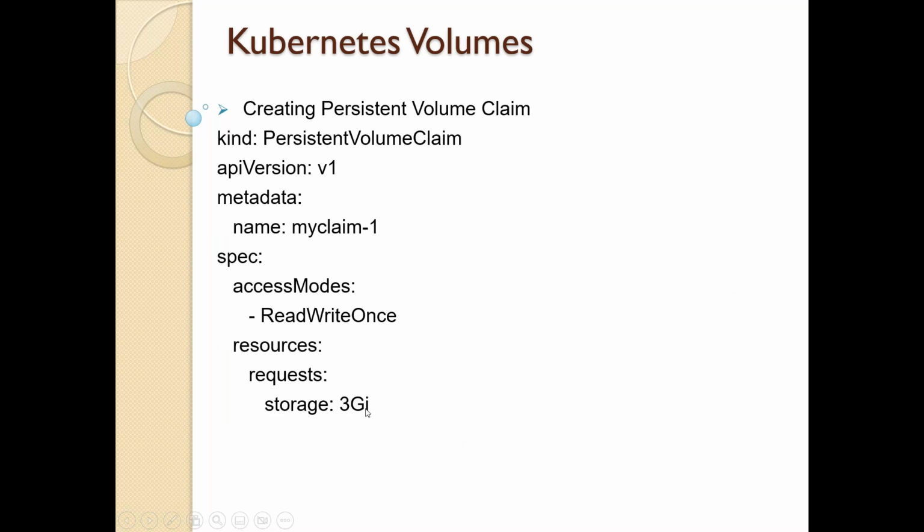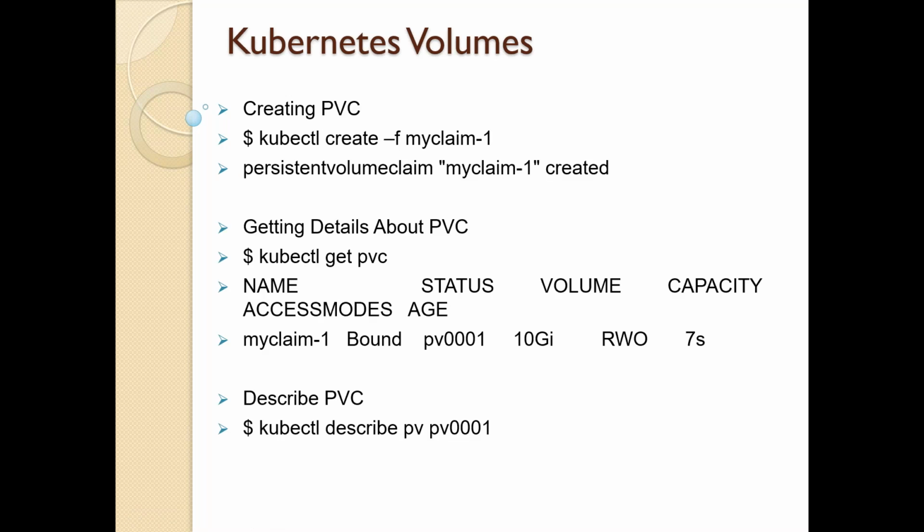How much do you need? From 10 GB, I need 3 GB for this particular part. You can say that, so it will do the claim, keep 3 here, and keep 7 there. You can use the 7 for the rest of the other stuff. So you can do a persistent volume claim and persistent volume: PVC and PV.